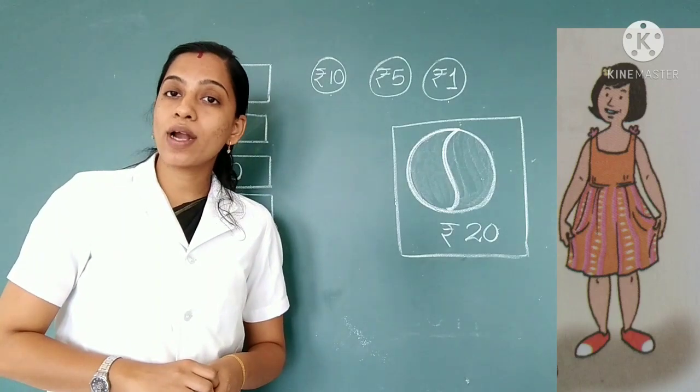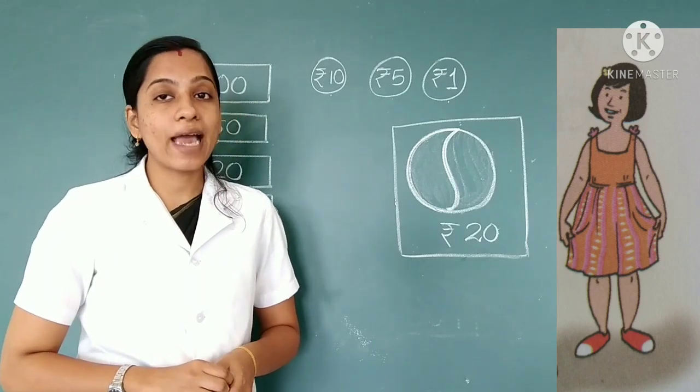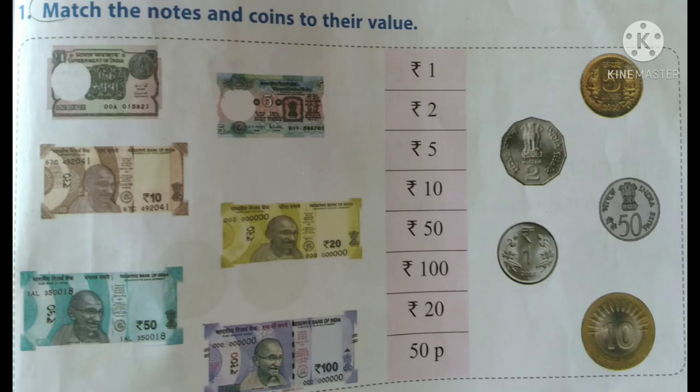So let us do one exercise to understand the values of notes and coins. Here we have to match the notes and coins to their value. On the left side we can see the notes and on the right side we can see the coins. So let's start from the side of notes.